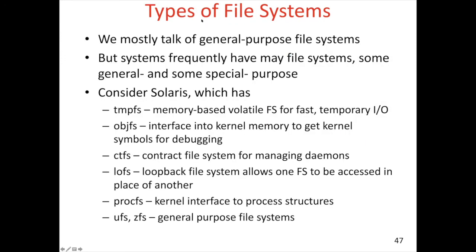We have different types of file systems. We mostly talk of general purpose file systems. But systems frequently have many file systems. Some are general and some others are special purpose. Consider, for example, the Solaris operating system, which has tmpfs. This is a memory-based volatile file system for fast temporary input-output.